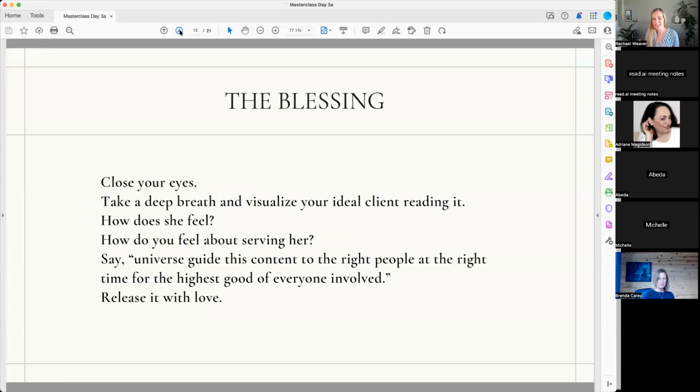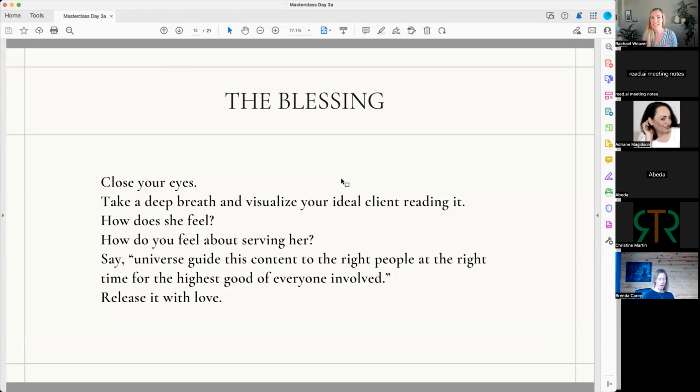And then the last piece of it is giving it a blessing. This is like using the universal algorithm instead of the Facebook algorithm, but just visualizing that they're reading it, they love it, they're reaching out to you, and then just asking the universe to take it to whoever needs it, for the highest good of everyone, right? And releasing it. Literally releasing it. Instead of posting that reel and then checking back every 5 seconds to see how many views you have, you're putting it out there, releasing it, and coming back to engage, right?